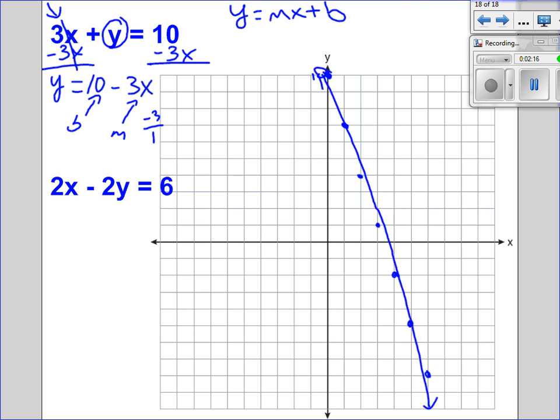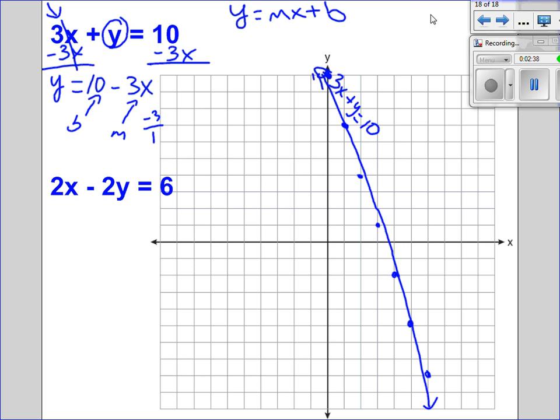I'm going to label my line, because if I do not label my line, I will not know which line I am dealing with, and I will forget. On a smartboard, I have a blue marker and I have a red marker, so I know which line is which, but you don't have that. So this line is 3x plus y equals 10. Notice I write the original equation.